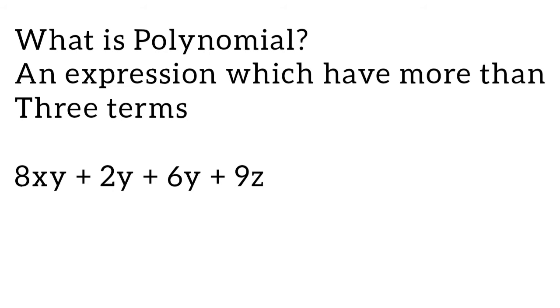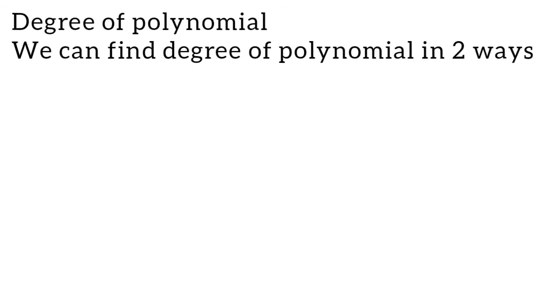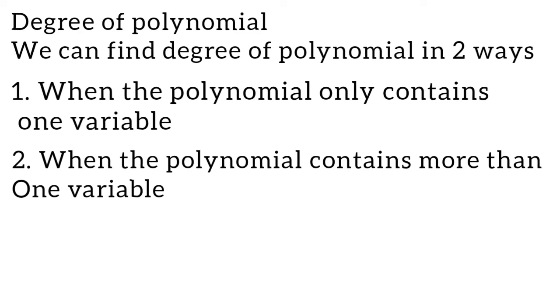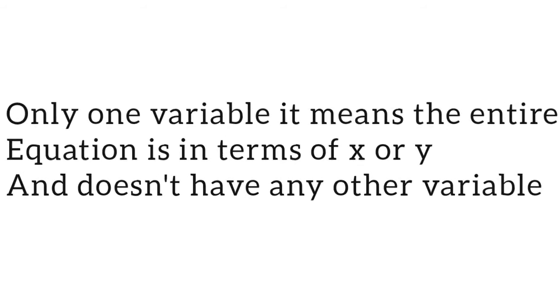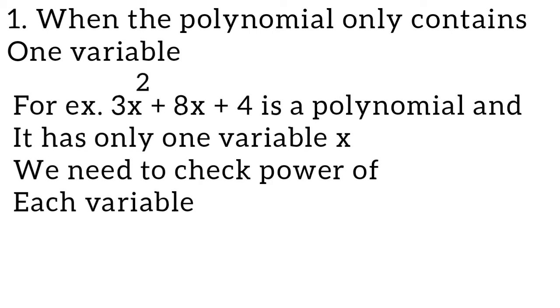Now let's understand another important concept called degree of polynomial. We need to find the degree of polynomial in two ways. First is when the polynomial only contains one variable, and second is when the polynomial contains more than one variable. When I say only one variable, it means the entire equation is either in terms of x or in terms of y, and doesn't have any other variable. So let's take an example of a polynomial containing only one variable. For example, 3x square minus 8x plus 4 is a polynomial and it has only one variable x.